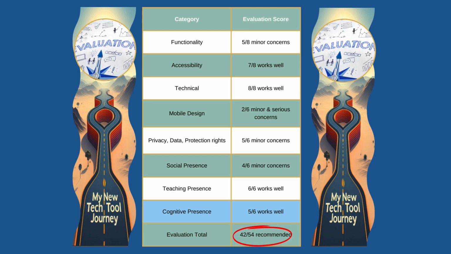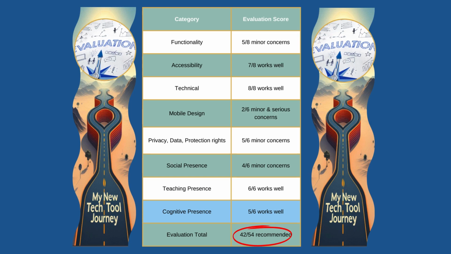So now let's talk about evaluation, specifically how the tool fared in the evaluation rubric. I've provided a table here. As you can see, on the left-hand side are the categories of the evaluation rubric, and on the right-hand side is the evaluation score from each one of those categories. And at the bottom, you can see the evaluation total was 42 out of 54, and I recommended the tool.